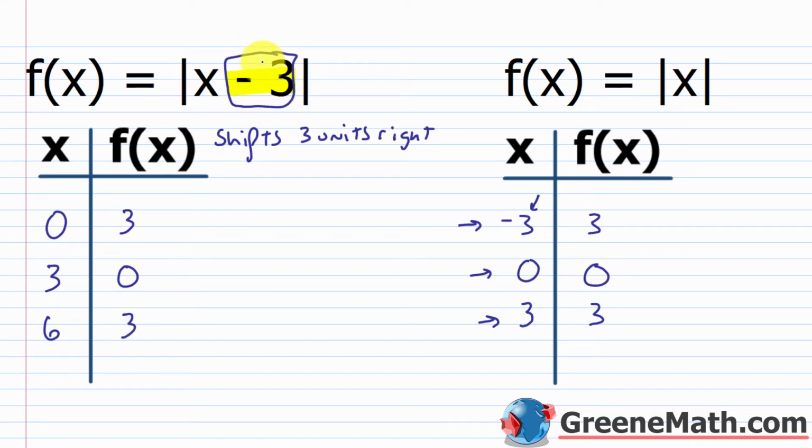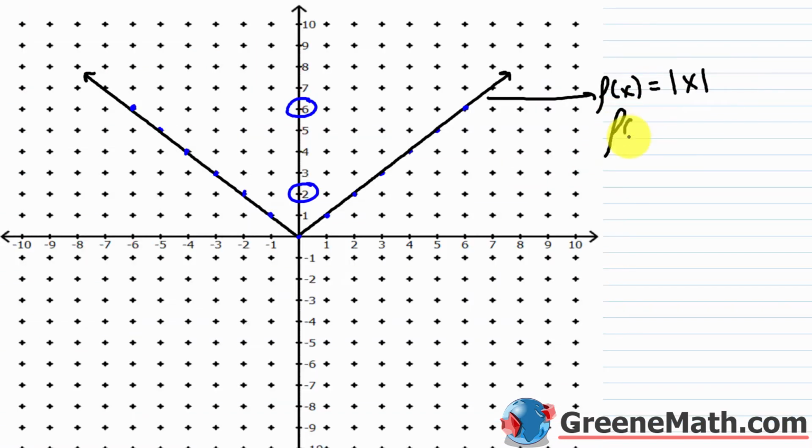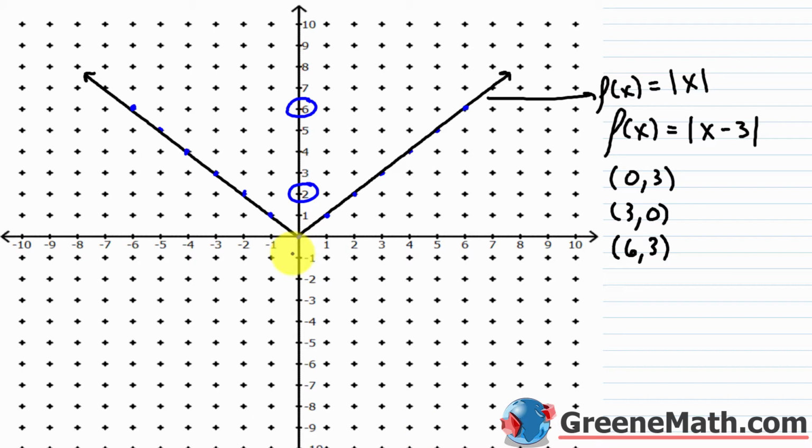So if we looked at a graph, so we did f of x equals the absolute value of x minus 3. Some points we looked at so far were 0, 3, 3, 0, and 6, 3. So 0, 3 is going to be right here.